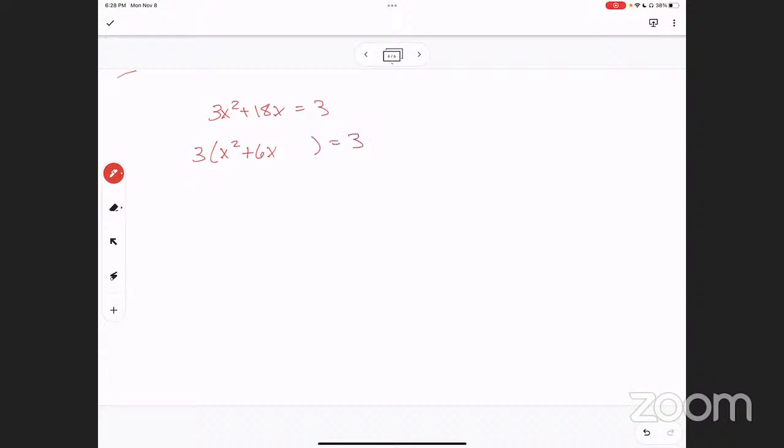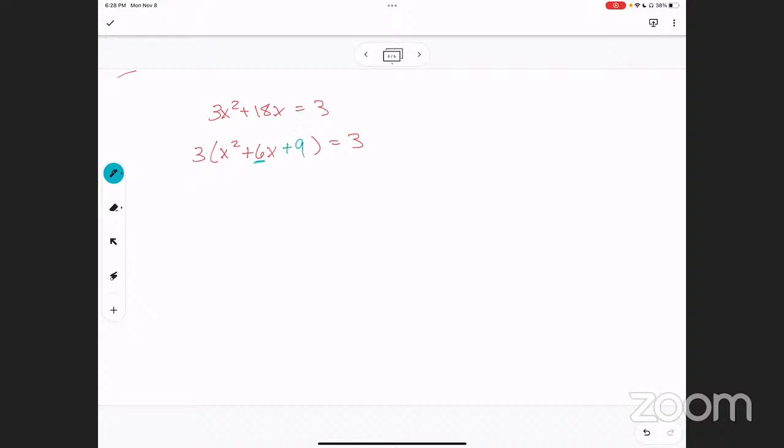Now, you can actually divide out the 3 right now if you want to. See how I can divide both sides by 3? Yeah. And that actually would make it easier. But let's just do it like this just for the heck of it, because sometimes that doesn't work. So now what am I going to put inside here? Do you divide it by 2? Mm-hmm. Which is 3, so that's a plus 9.